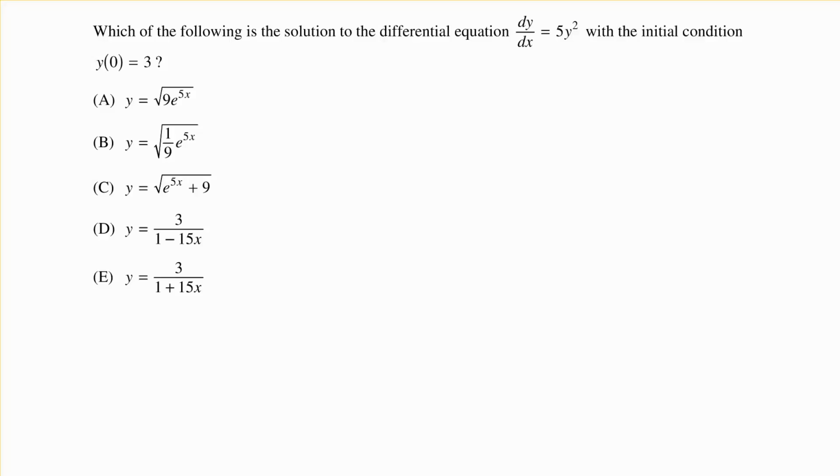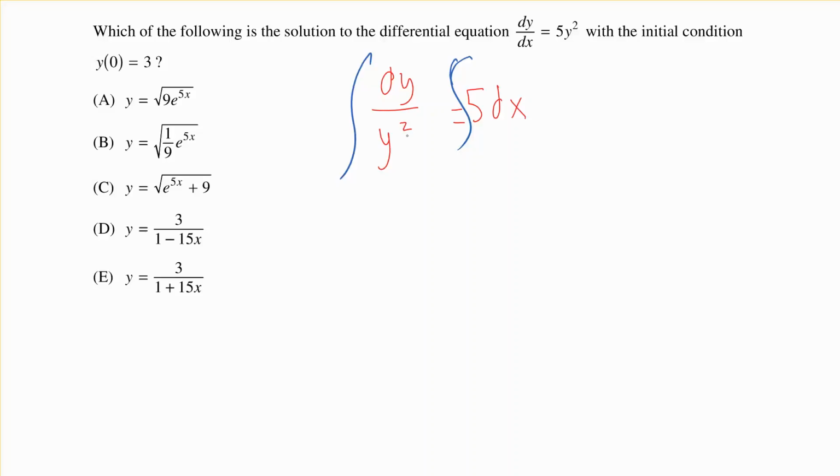Got a differential equation here, dy dx equals 5y squared. We've got to solve it with the initial condition, y of 0 equals 3. Let's give it a shot. Separate the variables. dy over y squared equals 5 dx. I bet we've got a couple of favorite mistakes. This is a y to the -2. We don't need a natural log. You should have noticed that one.